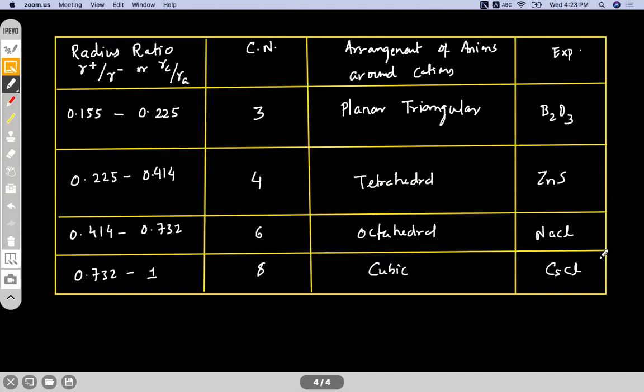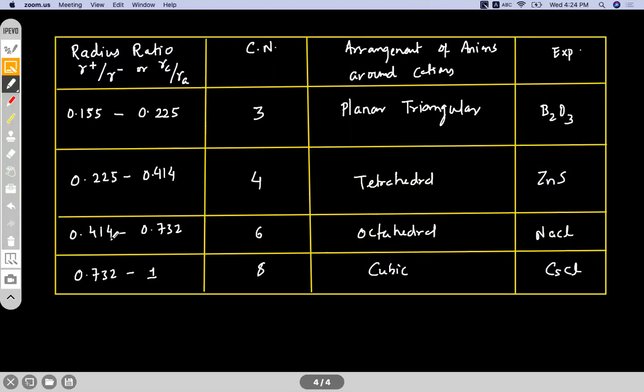The lower limit you must take care of. To solve the question, you can equate the lower limit. Means you can equate the radius ratio to 0.225, and to 0.414. So the lower limit you can equate in all these ranges.